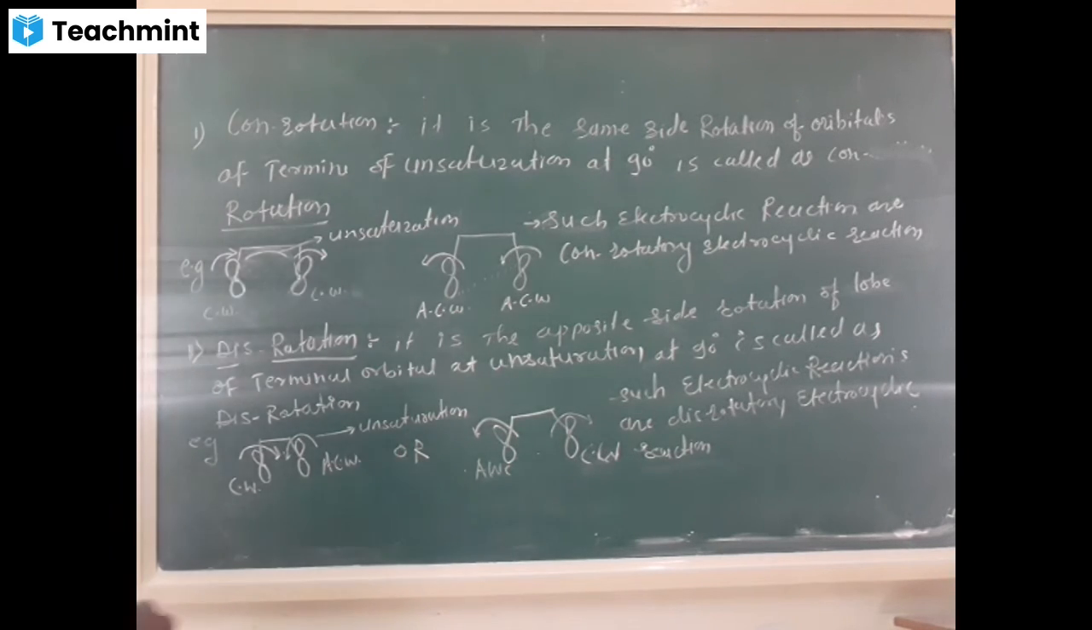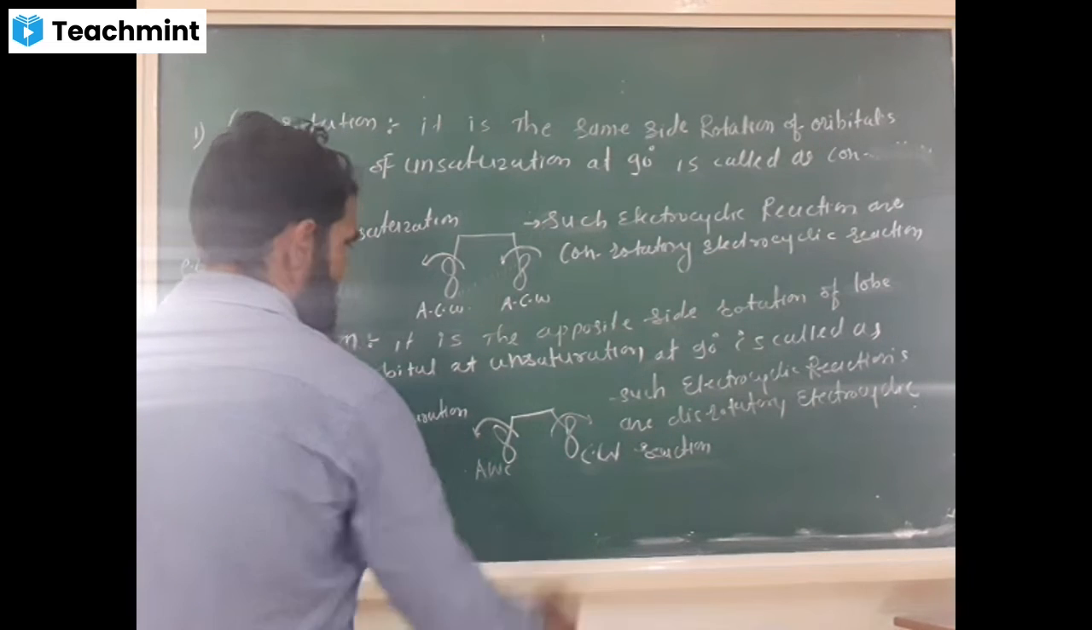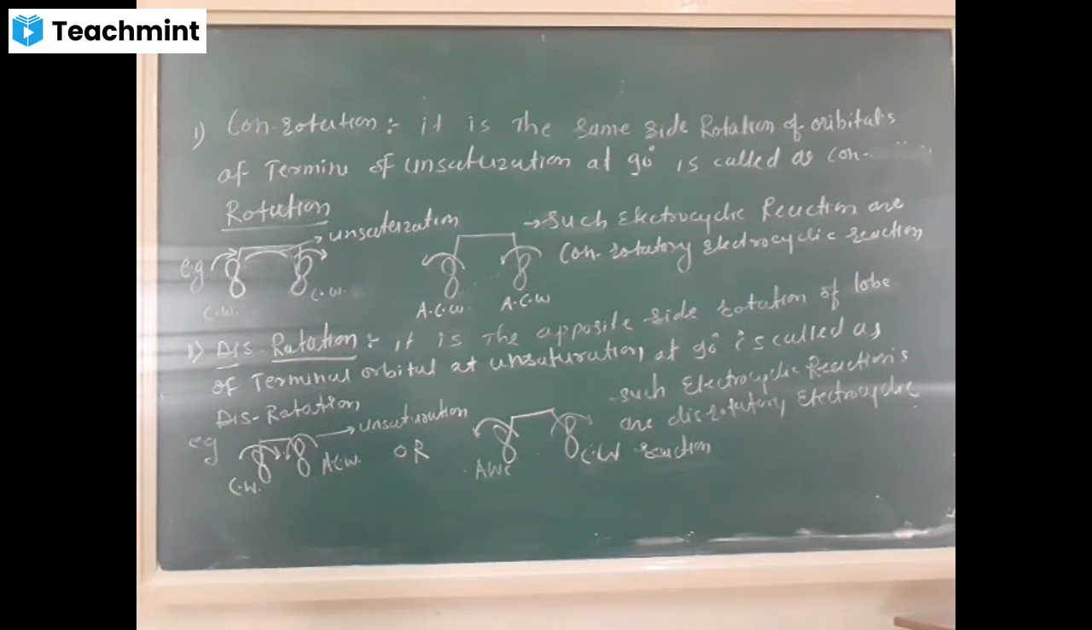Have you written up till now? You have to write all these things or take screenshots of them. Then we will move towards the next point, that is, how con and disrotation is utilized to explain the stereochemistry of electrocyclic reactions. Has everyone finished? Did you write this?